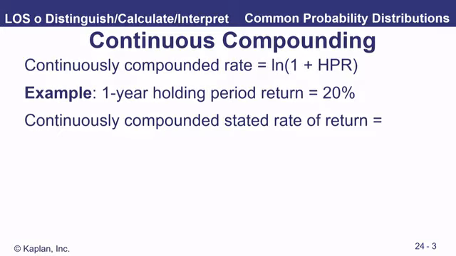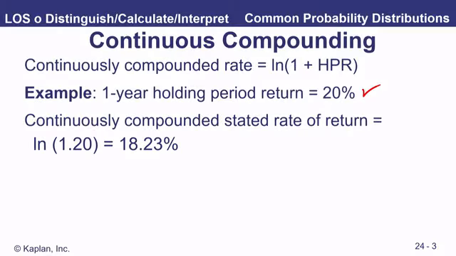And so the learning outcome here wants us to know how to get the stated rate of return that on a continuously compounded basis would give us a holding period return. So here we've got a 1-year holding period return, and as you recall, a holding period return is an effective return. If you started with $100, you'd have $120 if your holding period return is 20%. And we want to find out, well, what would be the stated rate with continuous compounding that would give us an effective annual rate of 20%?